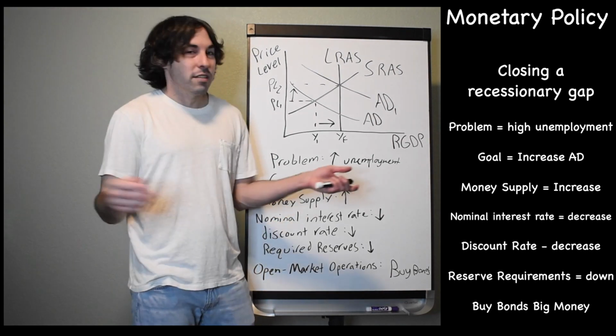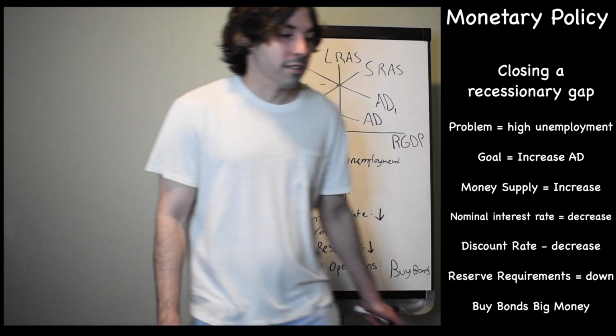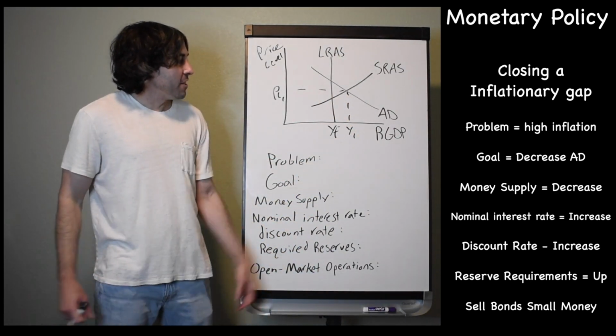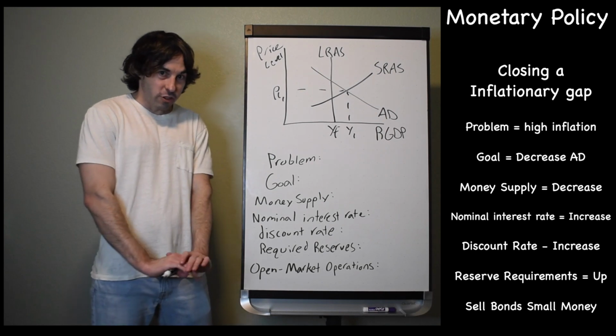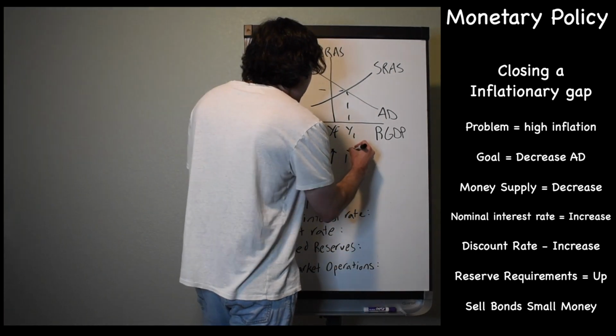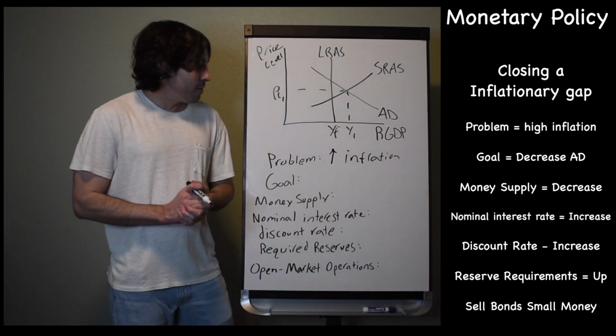All right, let's look at the other thing, the opposite situation. Now we've got to fix an inflationary gap. Our problem, we're in an inflationary period. Our unemployment rate is below the natural rate, so that's not the problem. The problem is high inflation. Prices are too high.